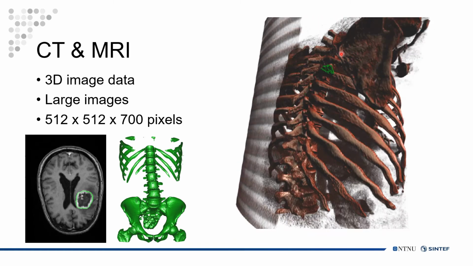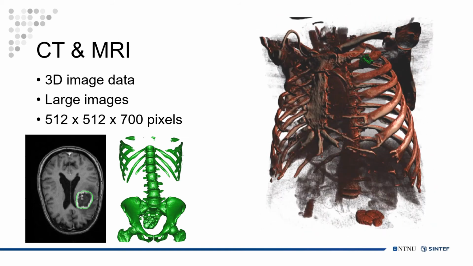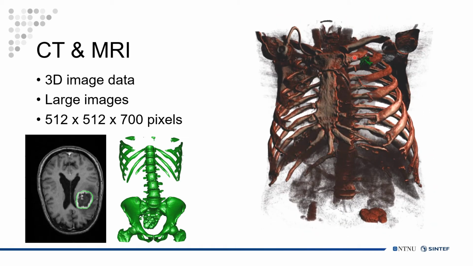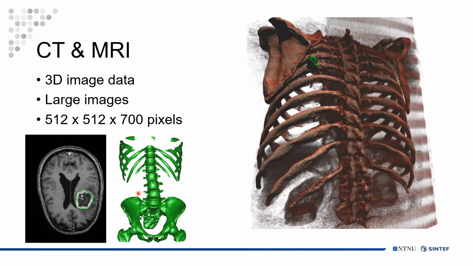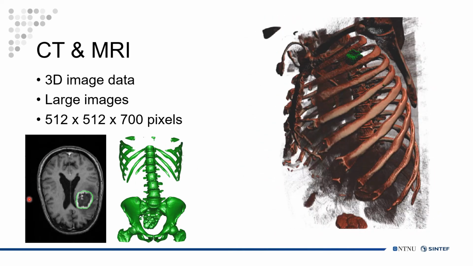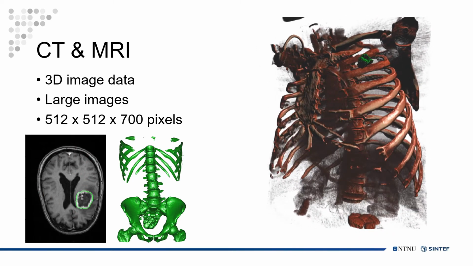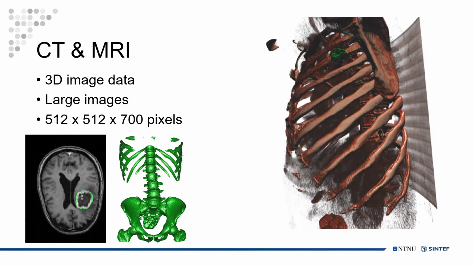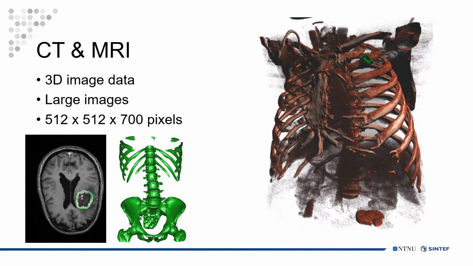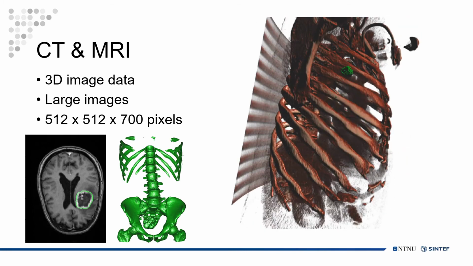At the right, we have a chest CT visualized with raycasting and showing a tumor in one of the lungs in green. Here we have a bone surface extracted from a CT scan, and here we have a slice of an MRI scan showing a brain tumor in green. Now these images are quite large. Typically, a size for a CT image can be 512 times 512 times 700 voxels.